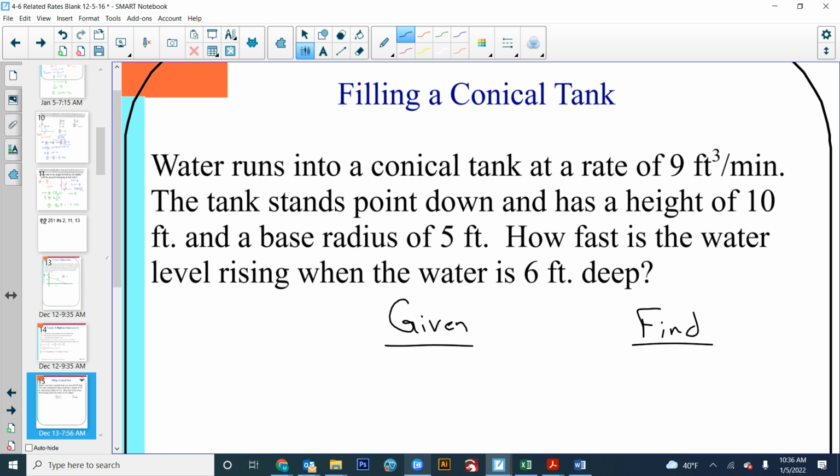Again, let the units talk to you. Cubic feet per minute. Cubic feet per minute. What should we label that? dV/dt. Very good. dV/dt is 9. And I thought most of you are realizing at this point, it's like, hey, I'm the volume of a what? I'm the volume of a cone, conical tank. I should probably write down the volume formula for a cone.